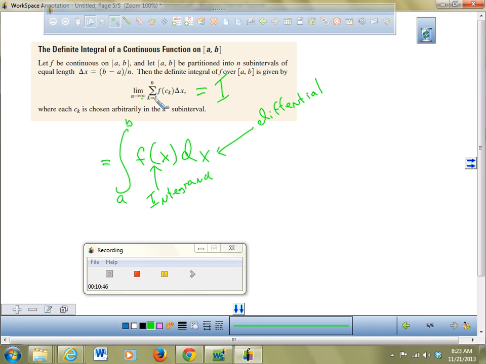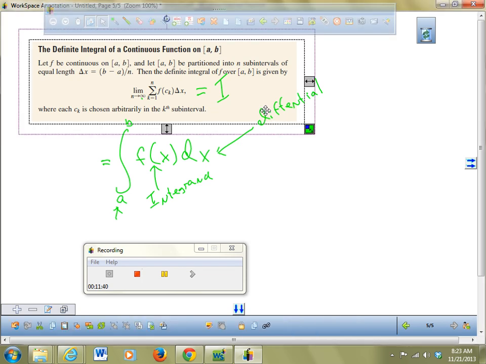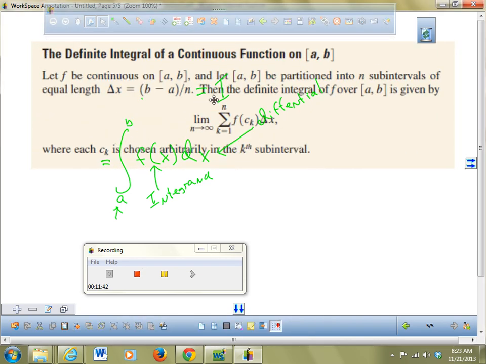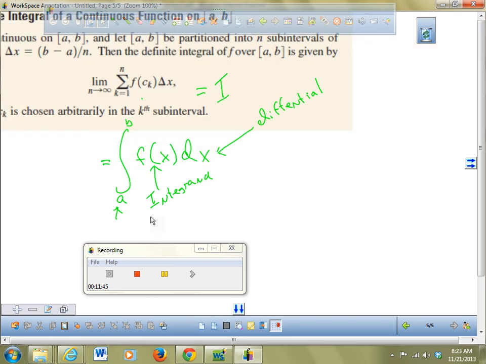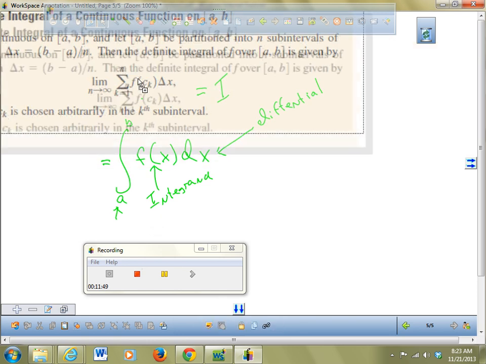Yes, sir? Would it be possible to make that bigger? This? The equation. This thing? Yeah. Then I have to put it over my writing. I don't know. Is that better? Okay. Oh, I can still write them. There, you can see it, right?